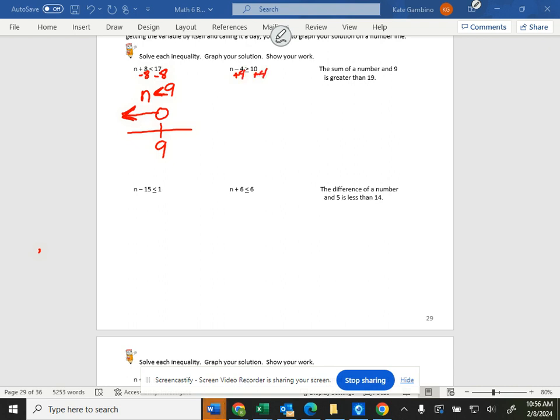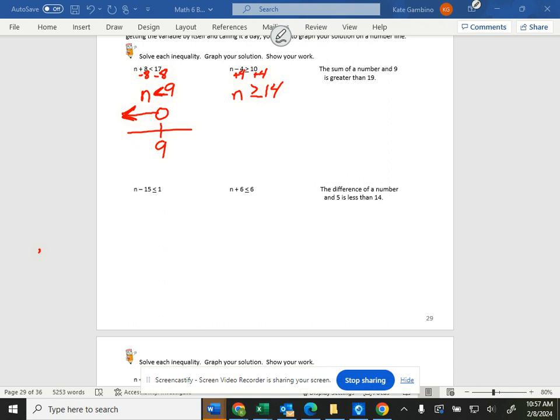Yep. I add 4 to both sides. Very good. Minus 4 plus 4 gives us our 0. I bring down my inequality symbol, greater than or equal to. And then I have 10 plus 4 is 14. So I have my inequality statement: n is greater than or equal to 14.